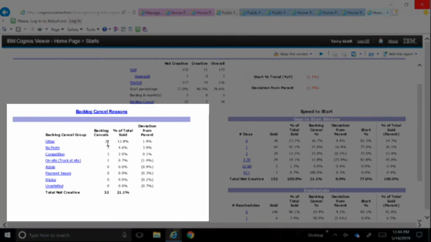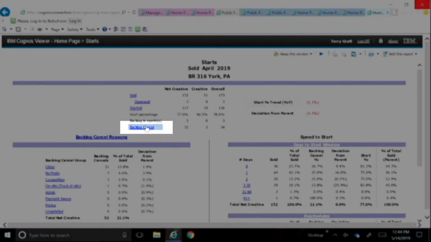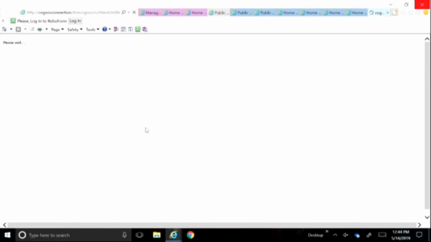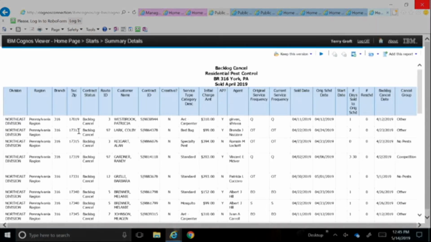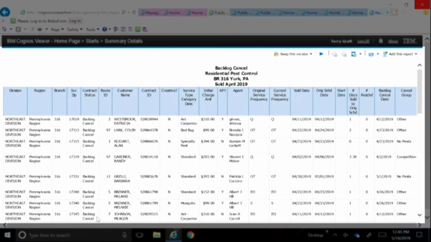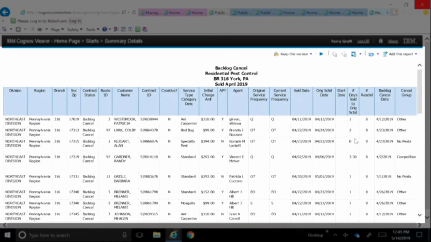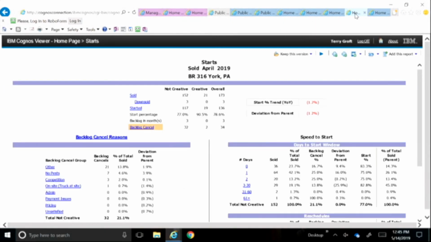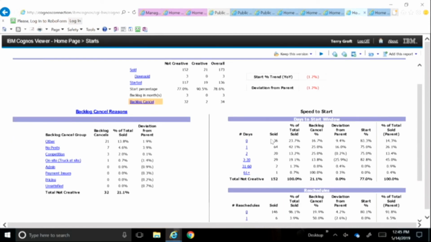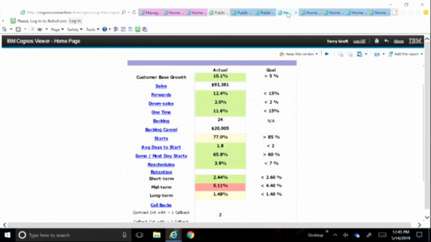really try and spend some time looking deeper into why these backlog cancels happen. So if I click on this backlog cancel, the blue link, I can get into some deeper detail. Maybe I want to go into Boss and look up these accounts, or see if it's the same route number that's responsible for multiple backlog cancels. Maybe get some greater detail on what happened in those situations to figure out what I should work on improving. So that's the starts report. And let me find my way back to my home page.